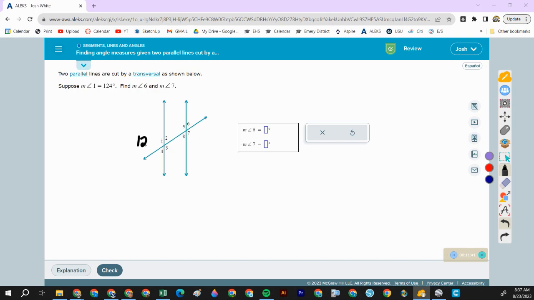So if angle 1 is 124, how big is angle 6? Well, angle 6 is equal to angle 2. Oh, 1. Sorry. So 7 would be 124. Right, 180 minus 124 is going to be 56. So 2 is 56, which means that 6 is 56. Or if you wanted, you could say 7 is 124, and then you could subtract to get that one. Okay?